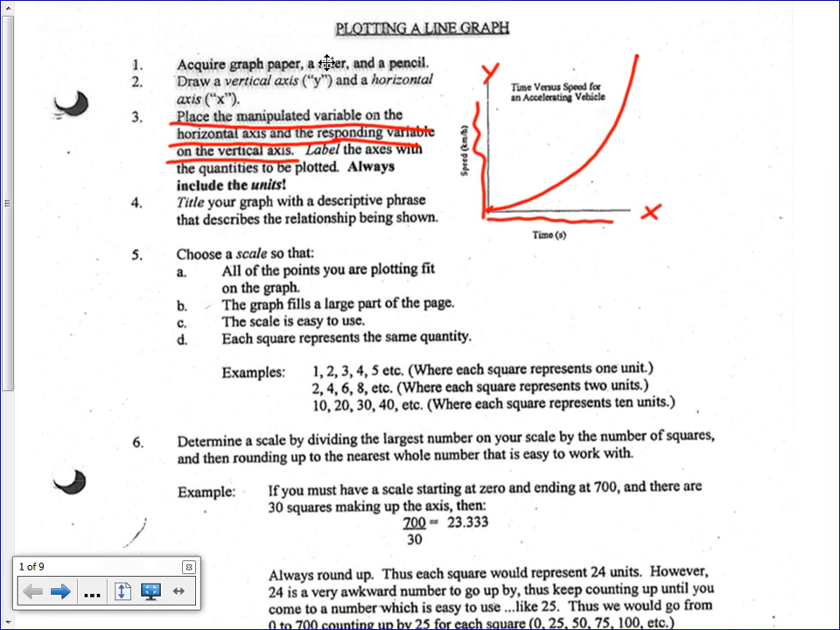So in this relationship, when the manipulated variable increases, so does the responding variable. But does it increase directly? No, it increases exponentially. Okay, so this is an exponential relationship.